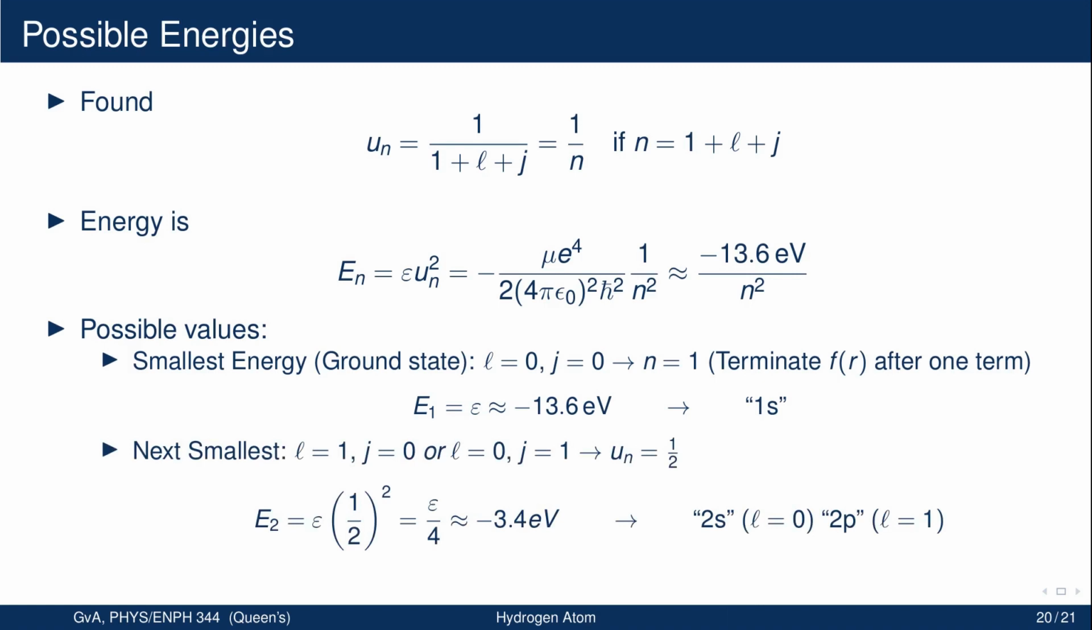The next smallest energy corresponds to L equals 1 and J equals 0, or to L equals 0 and J equals 1. Both of these give n equals 2 or u sub n is a half. When we substitute that in and determine the energy, we get that for both those states, the energy is minus 3.4 electron volts. Those correspond to the 2s or 2p states in chemistry. We could go on, but I'll leave that to you as an exercise. One of the things that I want to mention before we go is that by doing this manipulation, we've determined all the possible energies for the quantum description of the hydrogen atom.